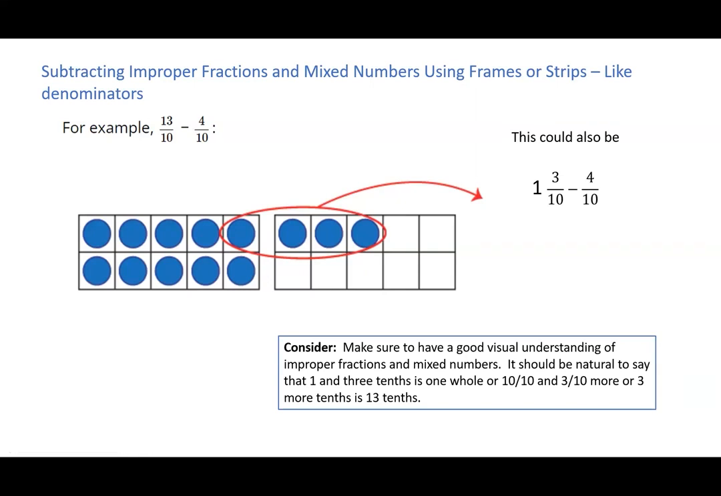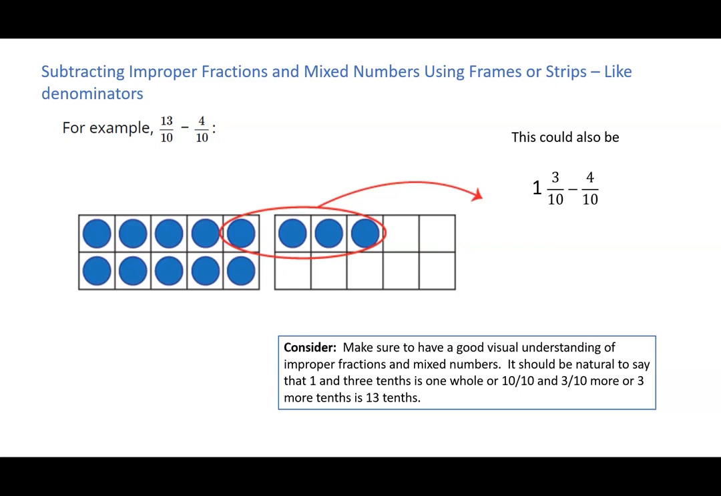And then there's the subtraction. So we've got the 13/10 here, and we're going to take away the 4/10, which I've circled. Or we also have 1 and 3/10. Take away the 4/10, and what have we got left? So I said to make sure to have a good visual understanding of improper fractions and mixed numbers. It should be natural to say that 1 and 3/10 is 1 whole, or 10/10, and 3/10 more, or 3 more tenths. And that's 13/10.